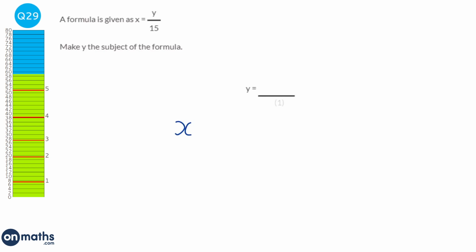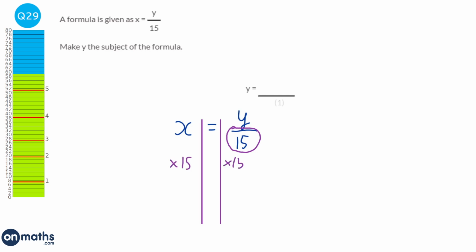So we're just going to copy this out first of all. So we've got x equals y over 15. Now we're asked to make y the subject, which means we want y on its own. What's stopping y from being on its own? Well, it's divided by 15. That's what over means. It means divide. So how do we get rid of that divide by 15? Well, we do the inverse or the opposite, which is times 15. So we go times both sides by 15. x times 15 is 15x, and it will get rid of this fraction here and just leave y.